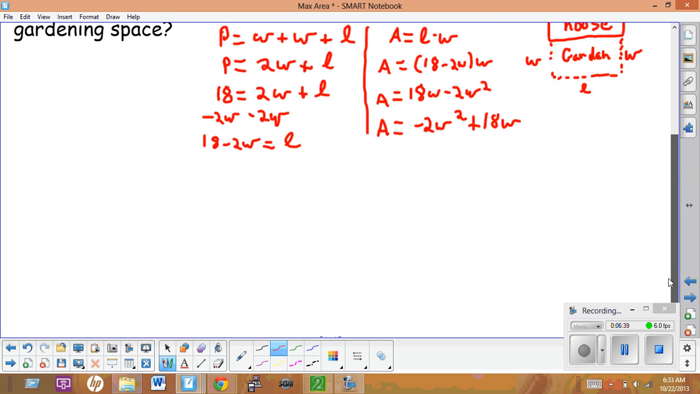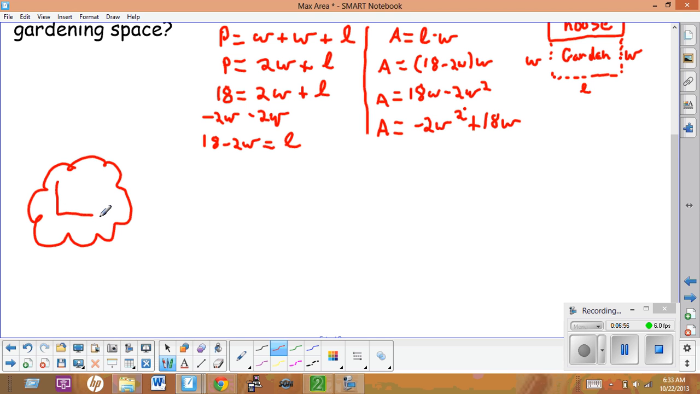Okay, the next step. I know, and this is what I'm thinking, that negative 2W squared plus 18W is a parabola, because squared is a degree of 2, and it is upside down. So this is essentially going to look like this, where this is area and this is W. Now the maximum is going to be at the vertex. That's going to be your max. So in order to solve our problem, we need to find the vertex.